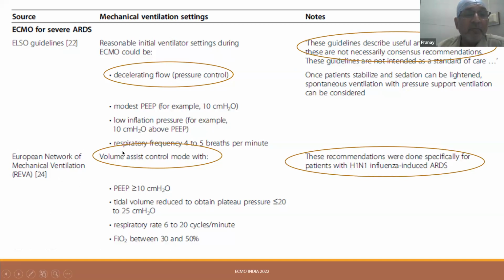ventilation, the REVA trial, came. In the REVA trial, they used volume assist control mode with ventilator settings of PEEP around 10, plateau pressure around 20 to 25. And what about the target volume? They accepted it, respiratory rate at 6 to 20, FiO2 30 to 50. And that is what they did with H1N1 patients, H1N1 ARDS.